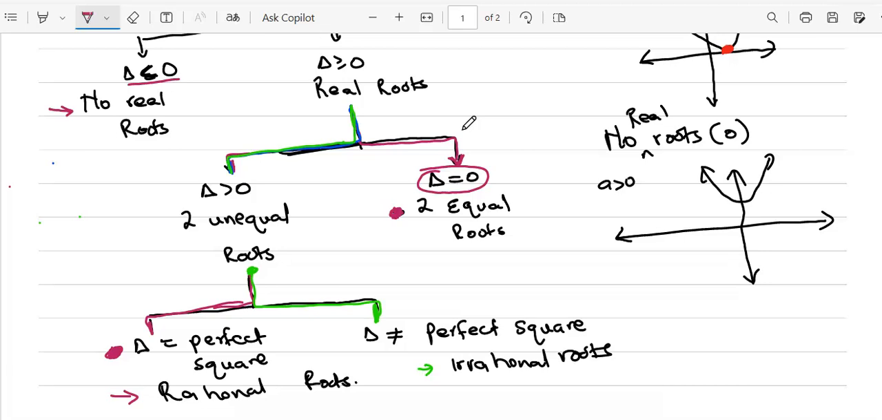You need to listen to the question first. When they say, for which values of k will the equation have unequal roots, this tells you that the discriminant must be greater than 0. When they say no real roots, the discriminant must be less than 0. For real roots, the discriminant must be greater than or equal to 0.